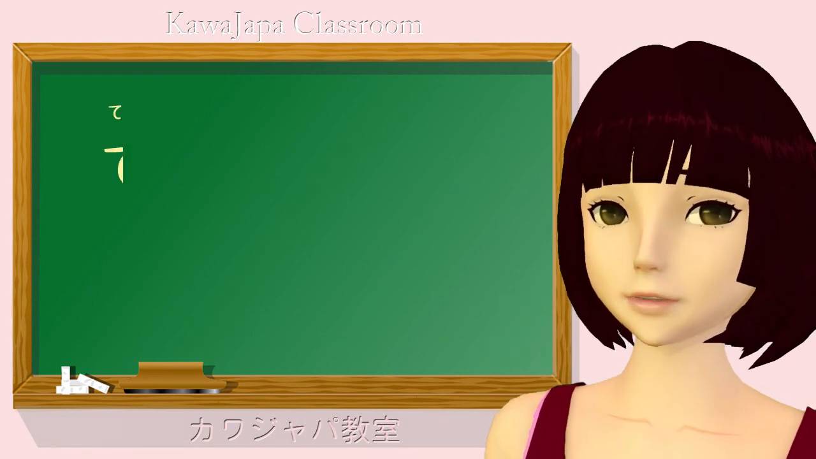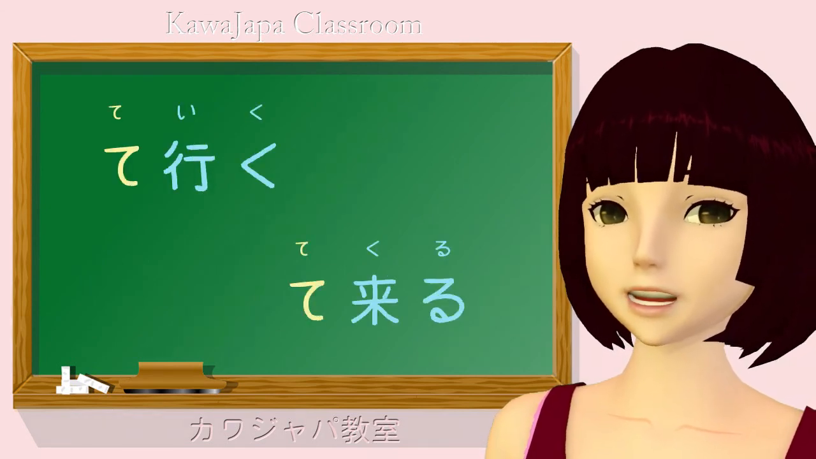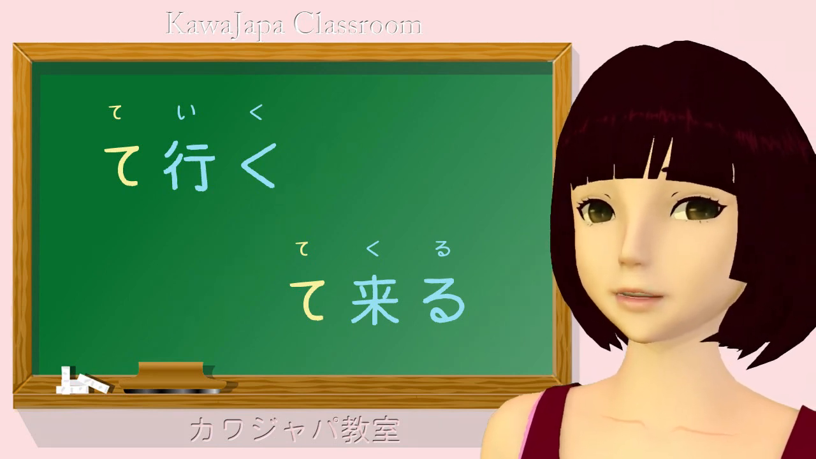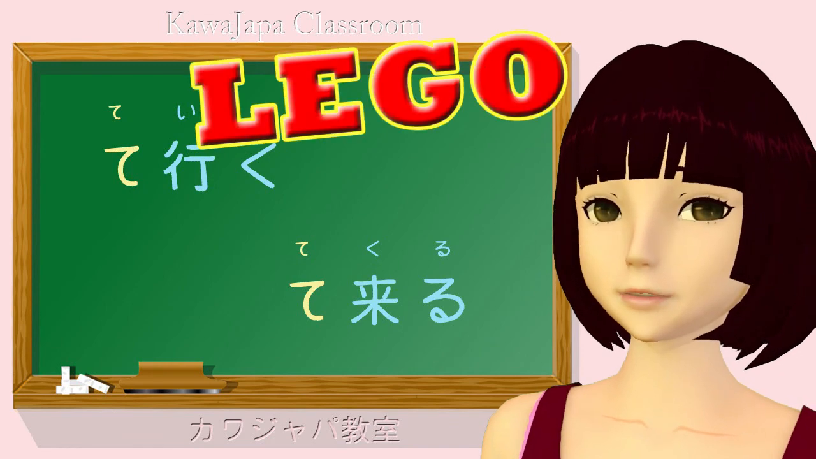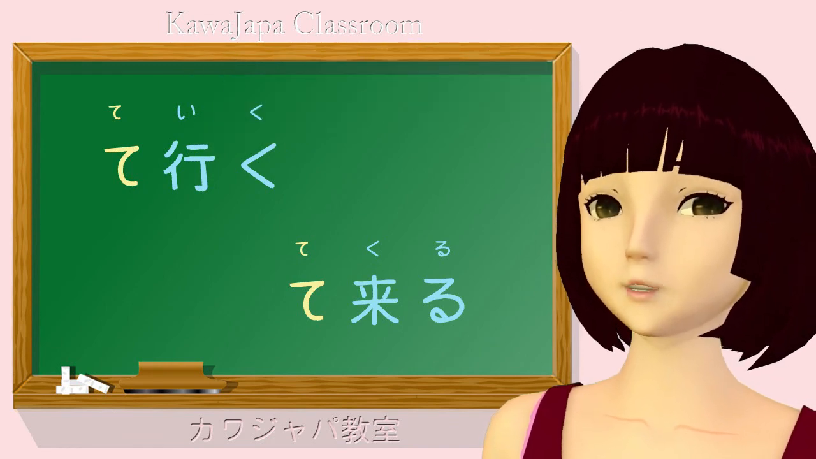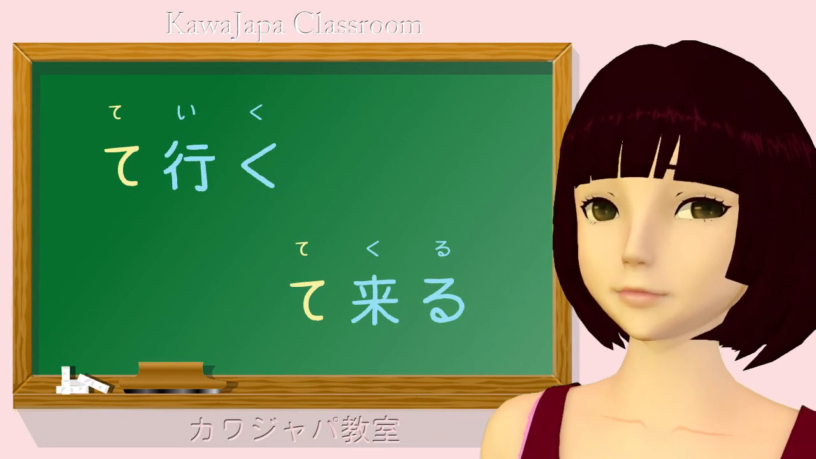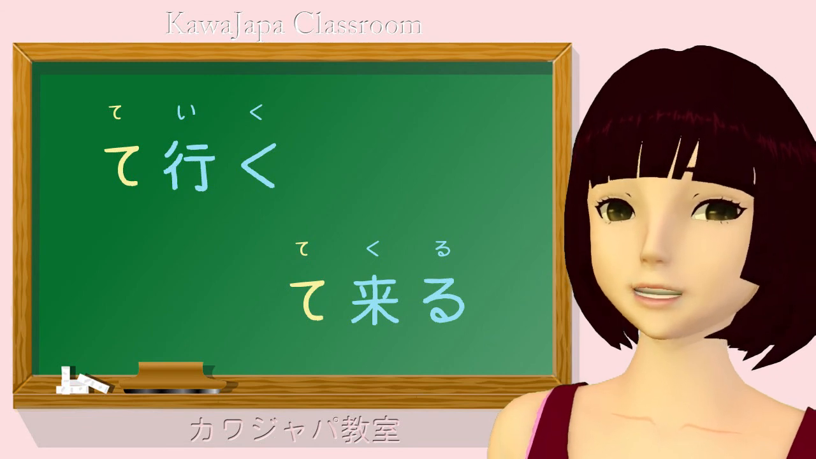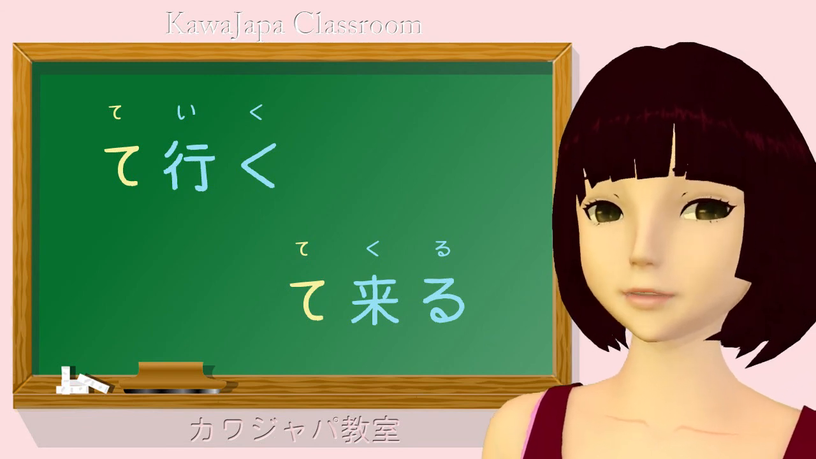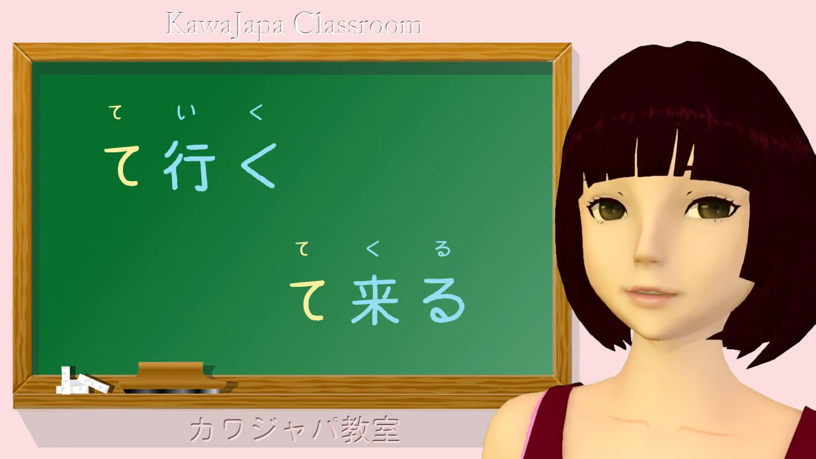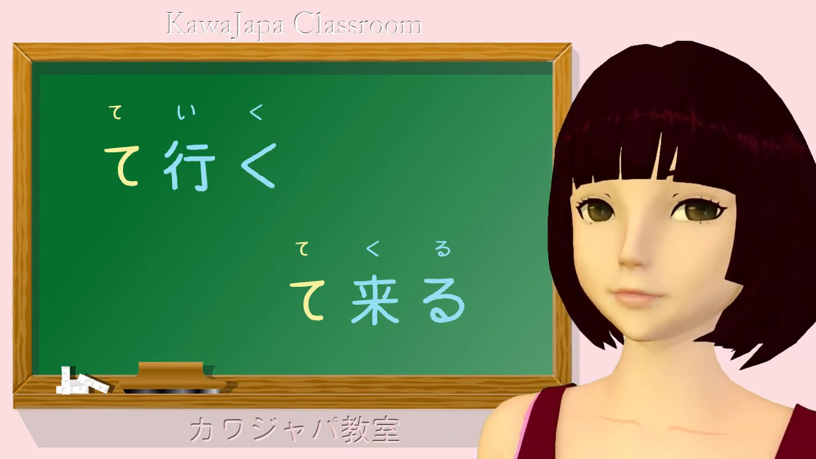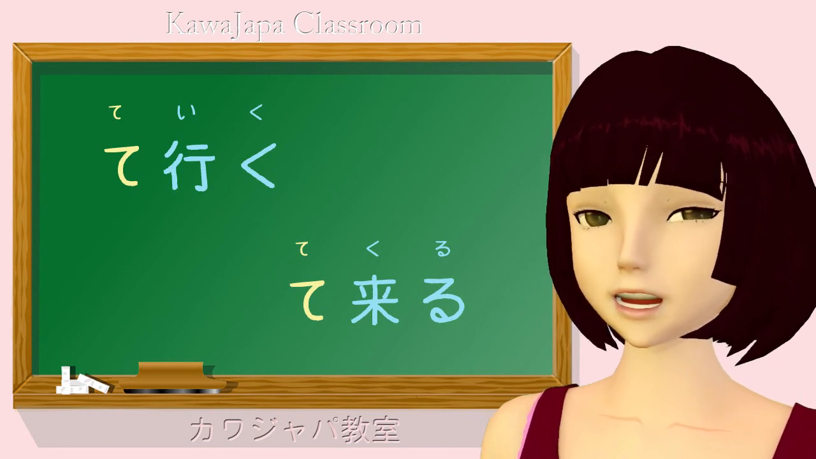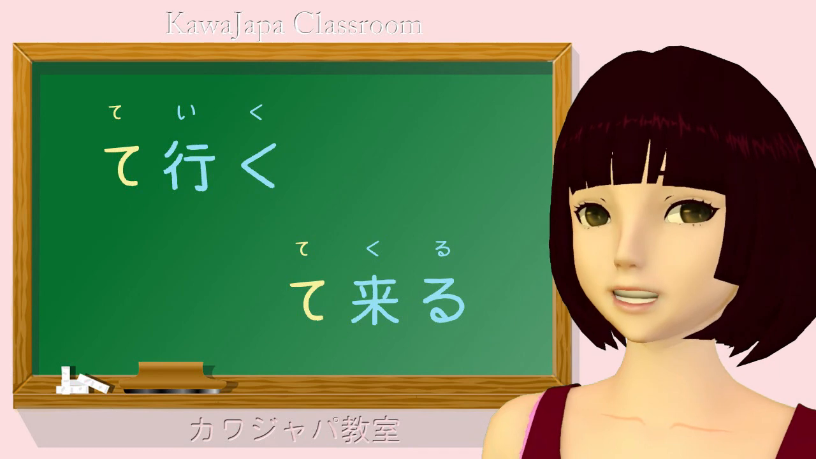Now we can also say motte kuru. This means carry and come. In English we say bring or fetch. In Japanese we lego together motsu and kuru with the te form to make motte kuru, bring. Similarly, te-iku, which means the opposite of bring, doesn't it? It means take. Take it away. Take it somewhere. Te-iku, carry and go. Te-kuru, carry and come.